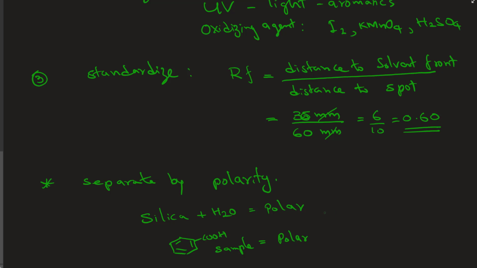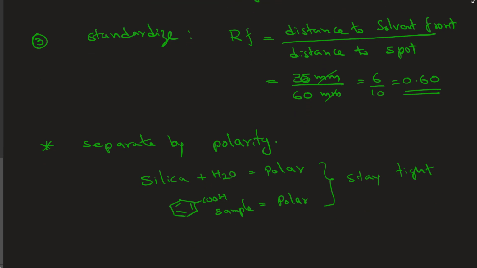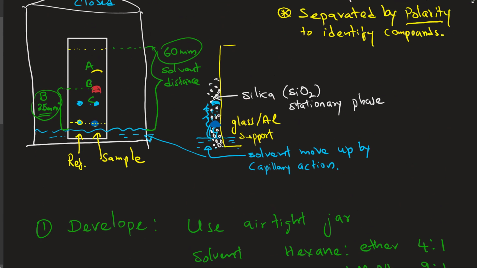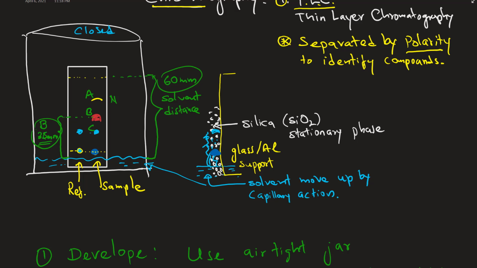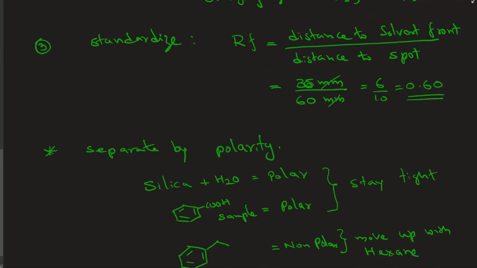The other one, separated by polarity: silica and water are polar in the silica TLC. And let's say we have one sample of benzoic acid, polar, and let's say ethyl benzene is non-polar, and then they will be separated. So the non-polar one will be pushed up because the non-polar compound like ethyl benzene is not holding onto the silica, and polar ones like benzoic acid will be holding tight to the silica plate.